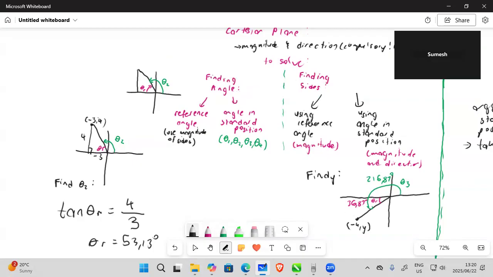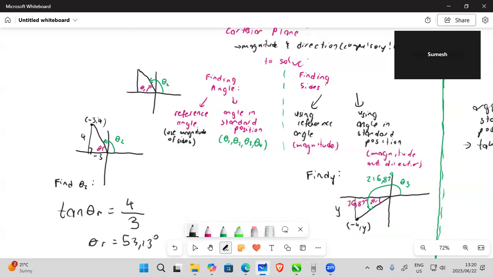I have this point here. It's -4 units away from the x-axis. So it's minus, going to the left by how much? By 4 units, right? So that's that point there. I want to find out how far down this point lies. So y, I want to find out what y is. Now I can do one of two things. I could use the reference angle or I could use the angle in the standard position.